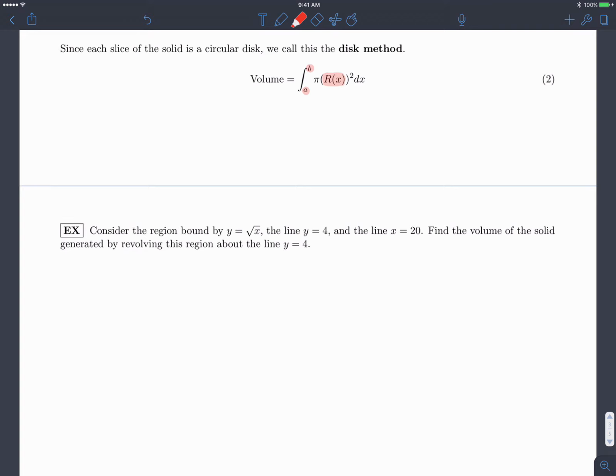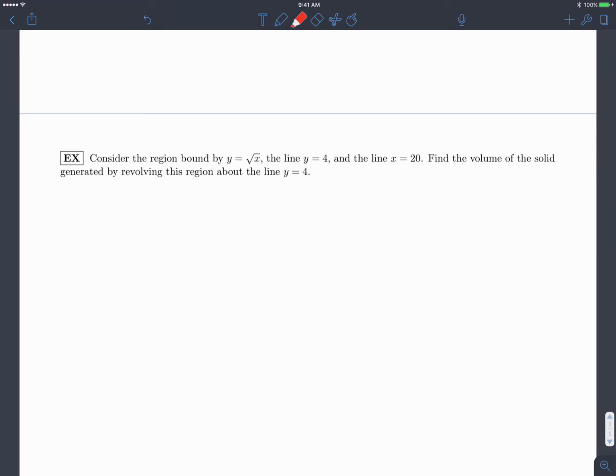So let's consider a region bound by several curves. It's going to be bound by y equals the square root of x, the line y equals 4, and the line x equals 20. And what we're now going to do is rotate that area around the line y equals 4.